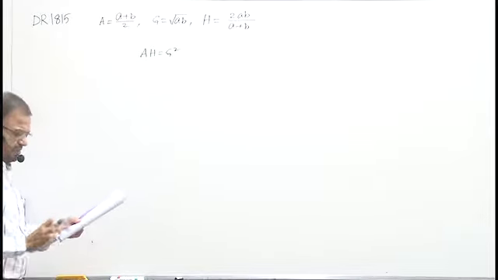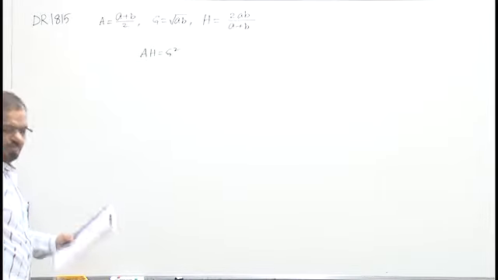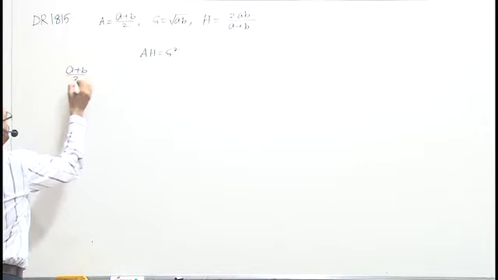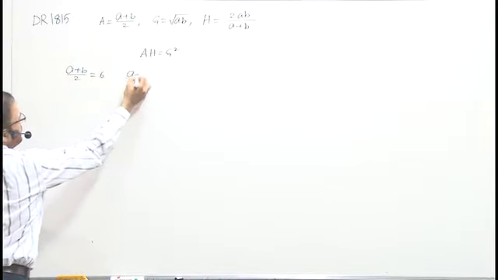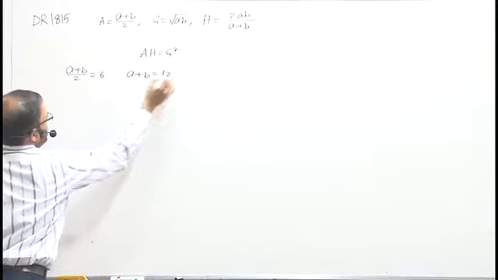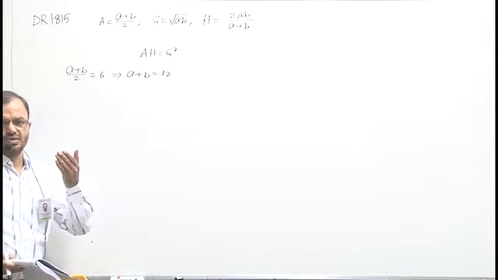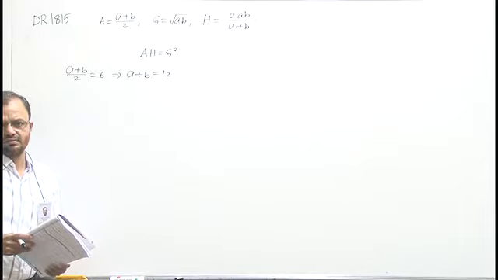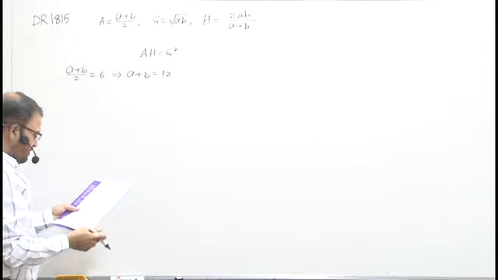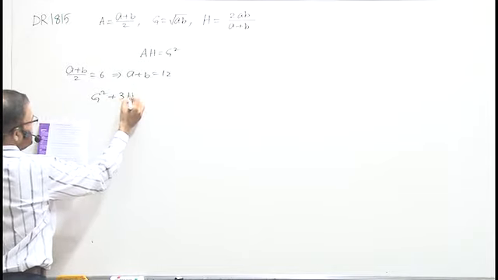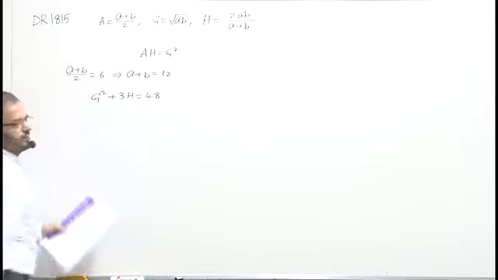यहाँ पर given the question is the arithmetic mean of two numbers is 6. I can write here (A plus B) by 2 is equal to 6. I get A plus B is equal to 12. I find another equation which gives you the product. In order to find it, I will make use of this equation: G square plus 3H is equal to 48.